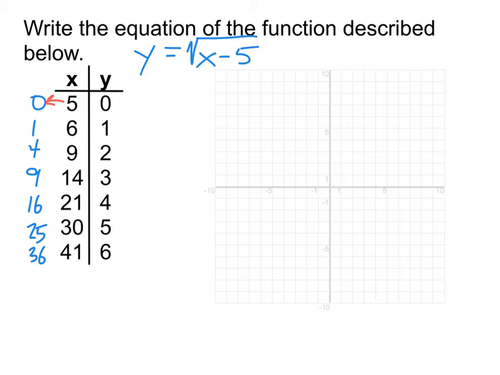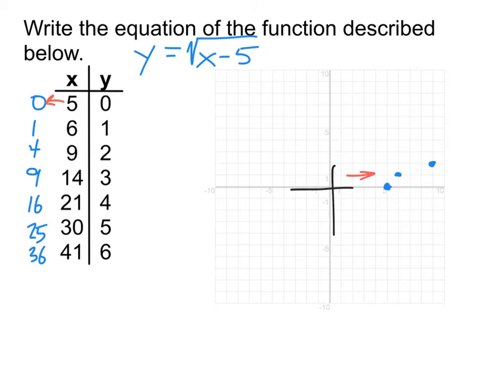Now, what if that's tough for you to wrap your head around? Because I would expect it to be kind of tough. So another way that we can approach it: remember that we can sketch a graph of these to visualize what's happening. If I plotted a few of these points, 5, 0, 6, 1, 9, 2, notice that's telling me that the whole graph was shifted to the right 5 units. And the general shape is telling me square root. So I could always fall back to plotting some of these points and seeing what it's doing.